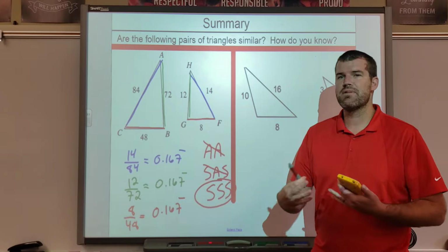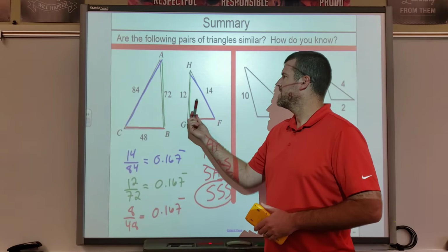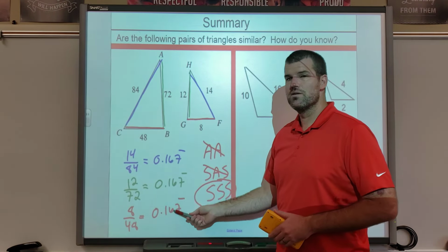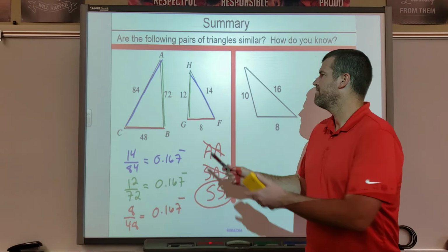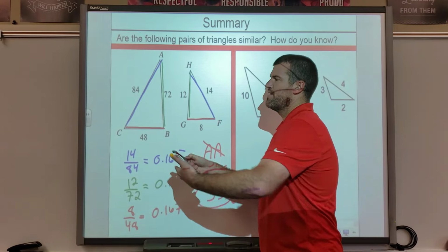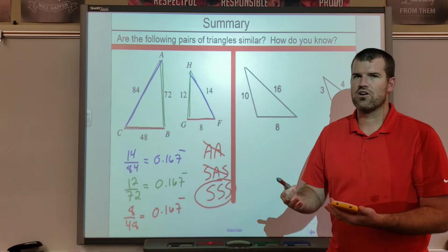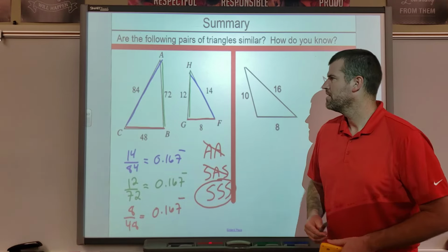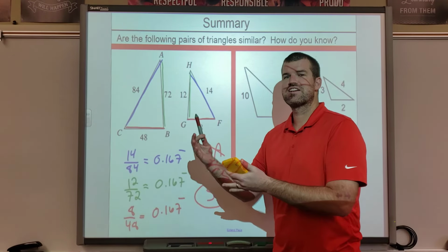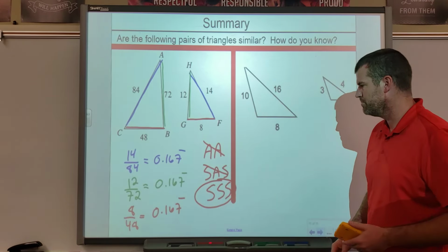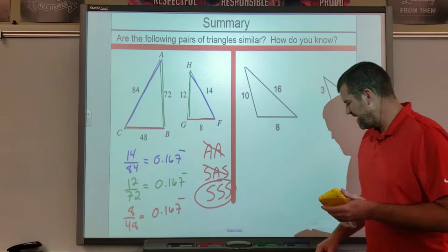Either way, doesn't matter. If I'm going from here to here, my scale factor should be less than 1 because it's getting smaller. If I went from this one to this one, my scale factor would be bigger than 1, which is why they were all 6, right? Bigger than 1. So it doesn't matter which one you do as long as you're consistent through the whole problem. All right, last example.